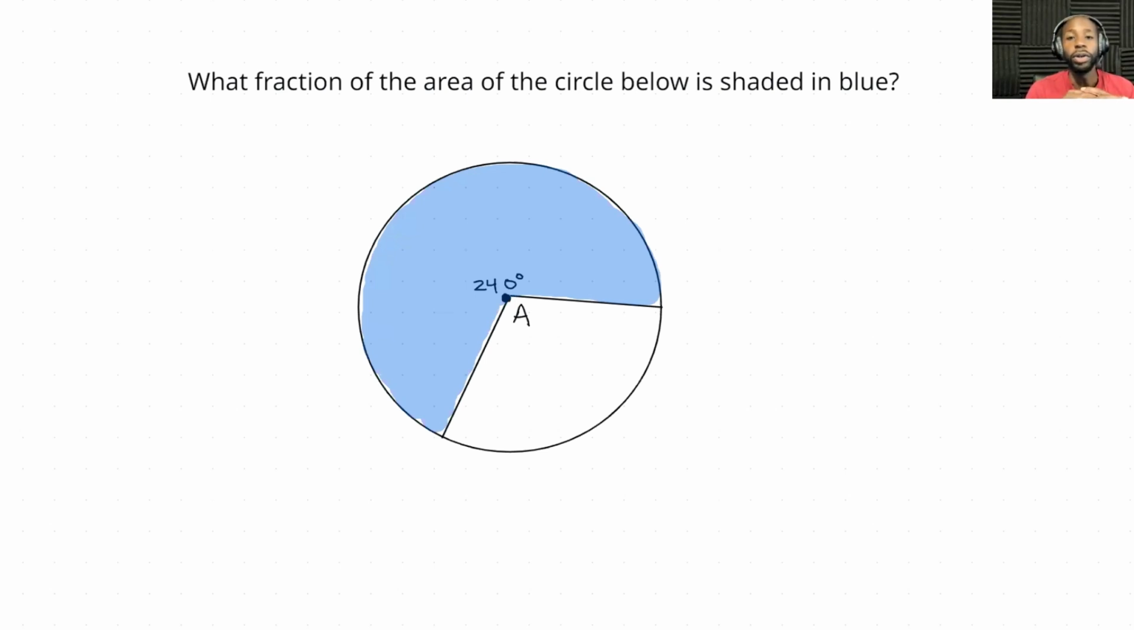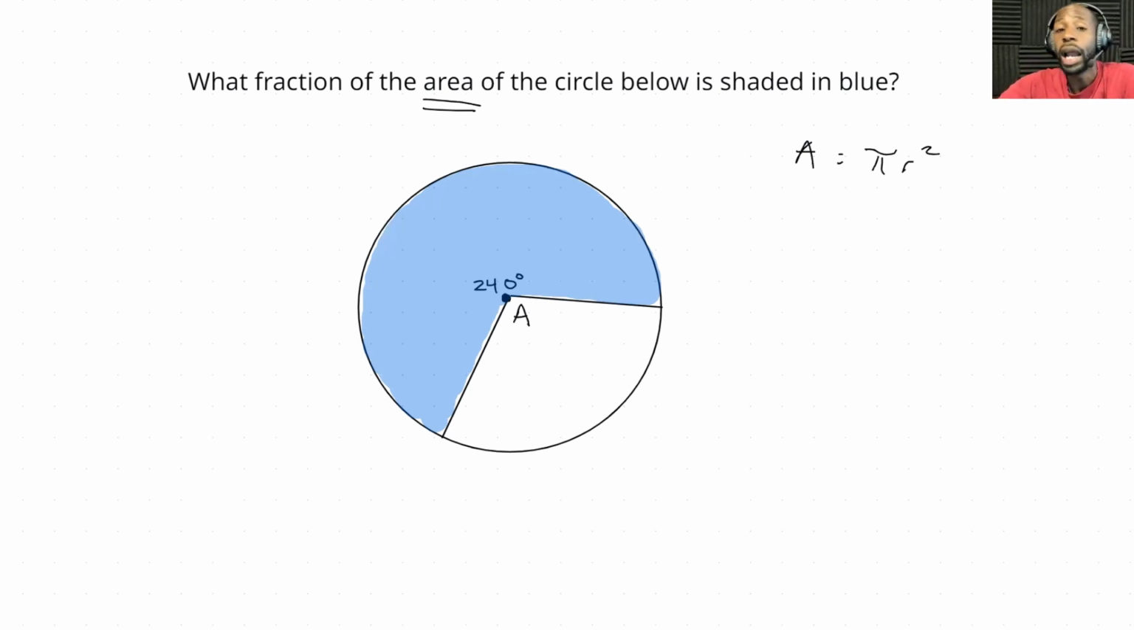All right, so this says, what fraction of the area of the circle below is shaded in blue? Now, if you look at this here, this is the impulse. What fraction of the area of the circle below is shaded in blue? Okay, so area. Let me find the area. Area equals pi radius squared. Hold up. There is no radius. How in the world can I find this? This is a tricky problem.